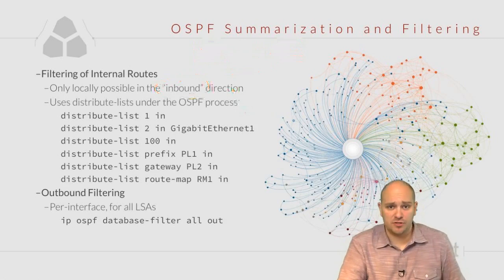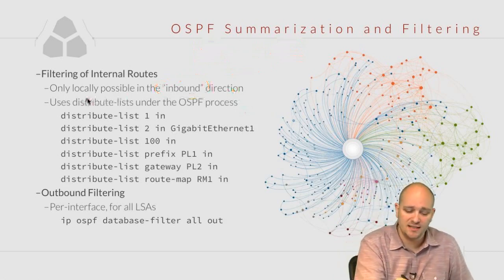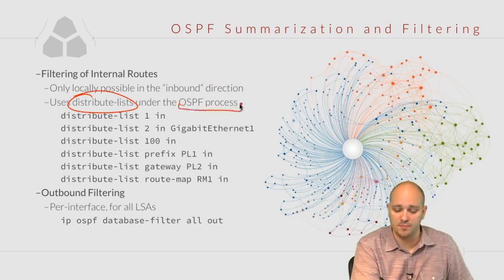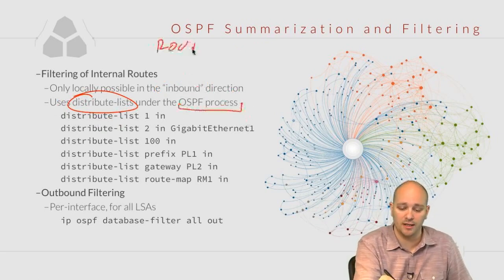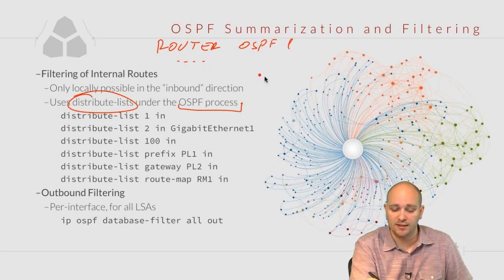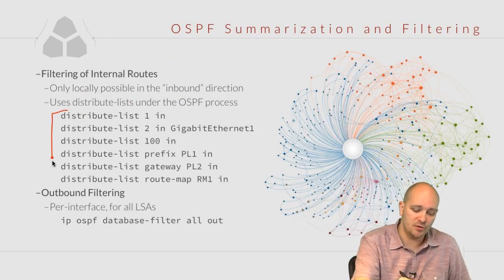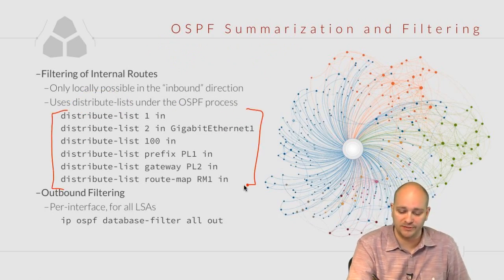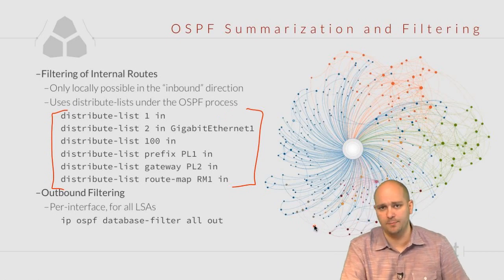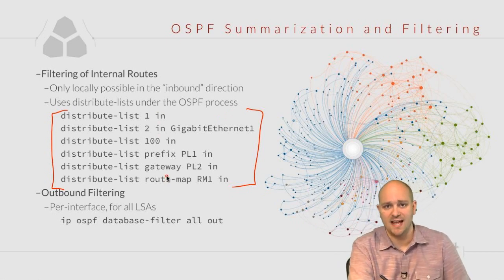This filtering of internal routes in OSPF uses distribute lists under the OSPF process. So we would go under router OSPF, let's say 1, and then we would type an appropriate command. I say an appropriate command because here I'm going to show you a couple of examples, but they are not all compatible with each other. That means that I couldn't configure all of these at the same time.